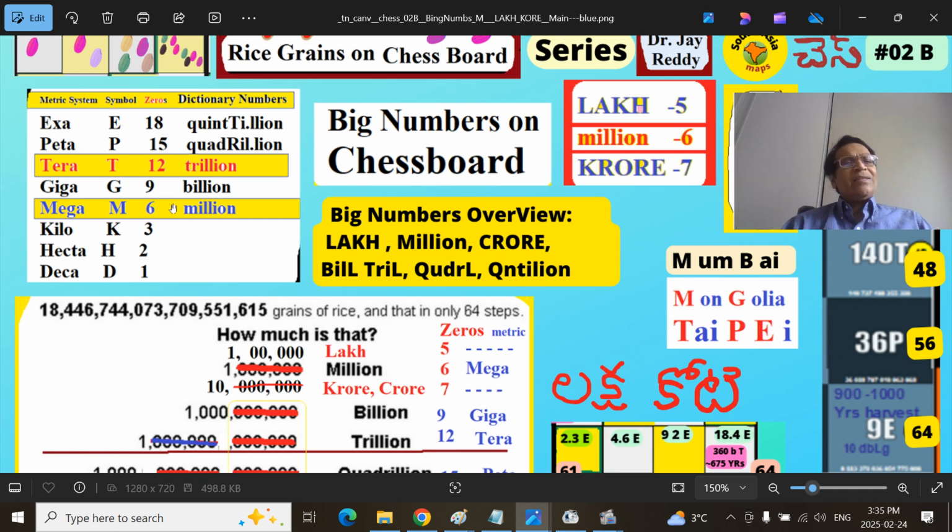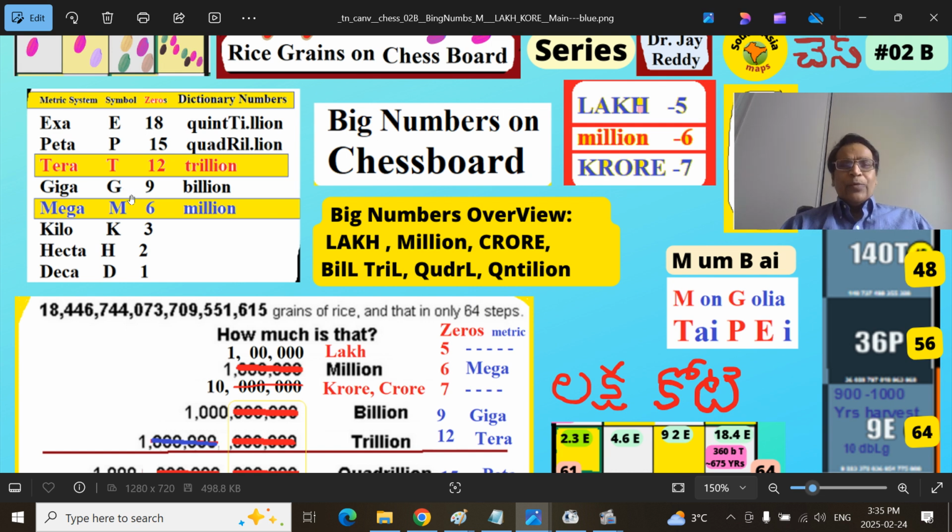Next is the billion, 9 zeros. On the planet Earth, 8.2 billion people live. Very easy to remember. Billion means big number. Humans are a big number. Billion, giga, so you can comprehend these two easily. Billion, giga, that is the 9 zeros. 8 billion people are there. Add one more zero, 9 zeros are there.